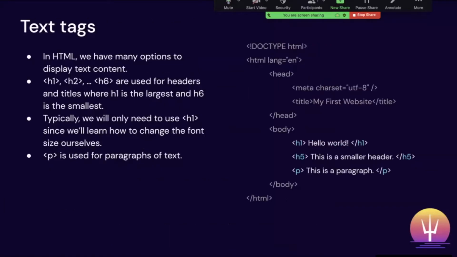So the first type of tag we want to understand is how to use text tags. We have two main categories. The first one is headers, and we have 6 tags for these, H1 all the way up to H6, where the H1 tag is the biggest size header and H6 is the smallest size. However, all you really need to remember is H1, because we're going to learn how to change the font size ourselves later. And then the other option is the P tag for paragraphs.